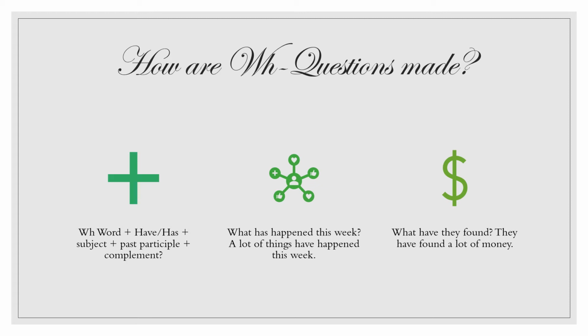This is the way. We have the double H word you need, plus have or has, plus the subject of the sentence, plus the past participle form of the verb, plus a complement. Example, what has happened this week? A lot of things have happened this week. Or, what have they found? They have found a lot of money. Look, they have the same structure, both sentences, okay? So it's just a matter of being careful and seeing what we need to ask.